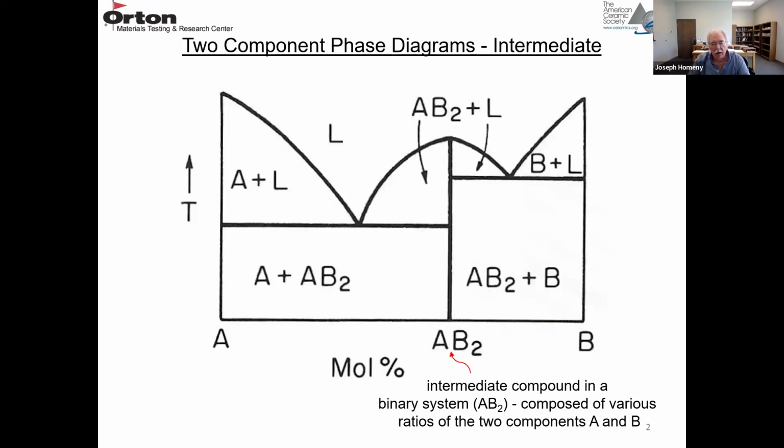So this is a phase diagram with an intermediate compound. A and B are the two endpoints, and then the compound here is just AB2. It could be any combination of A and B, but this one happens to be AB2. This one's in mole percent, and here is the phase field for A plus AB2. AB2 plus B is the second phase field with two solids, and then you have four two-phase fields: A plus liquid, and then these two are AB2 plus liquid, and then B plus liquid.